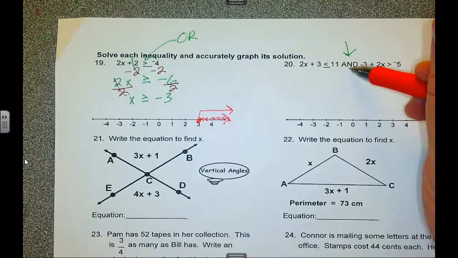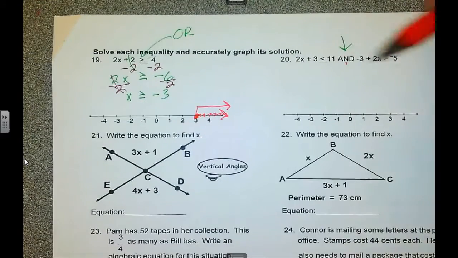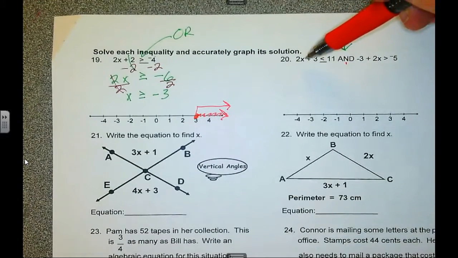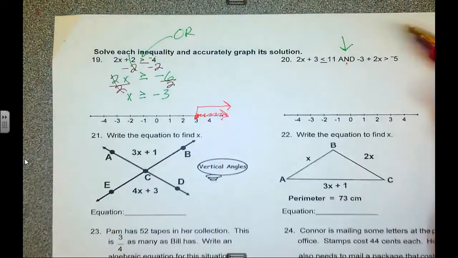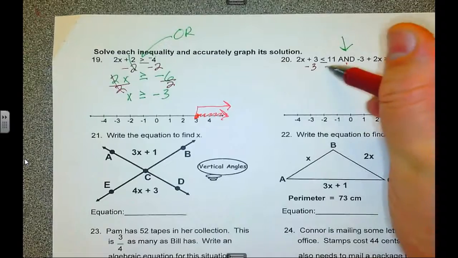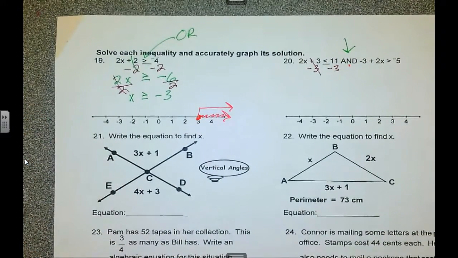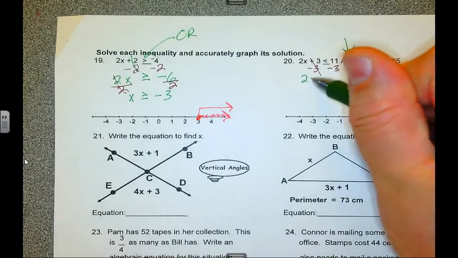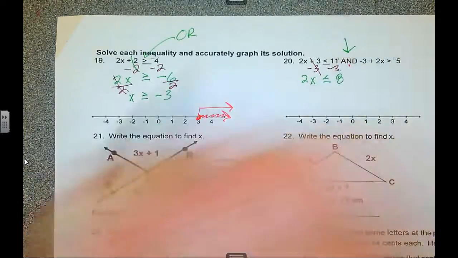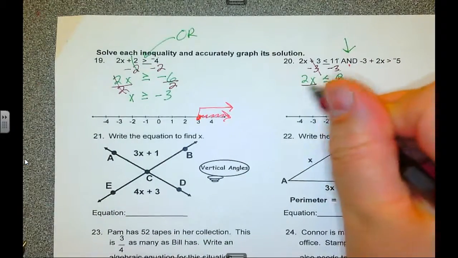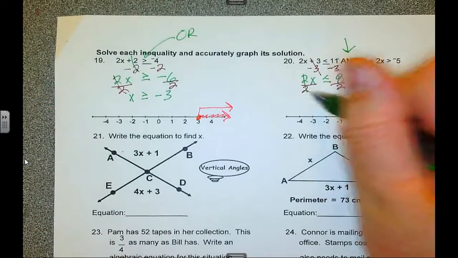When you get to compound inequalities, that's where you need your ands and ors, right? Let's see, we got 2 of them to solve. So what am I going to do first? Subtract 3. I get 2x less than or equal to 11 minus 3 is 8. Divide by 2. Excellent.